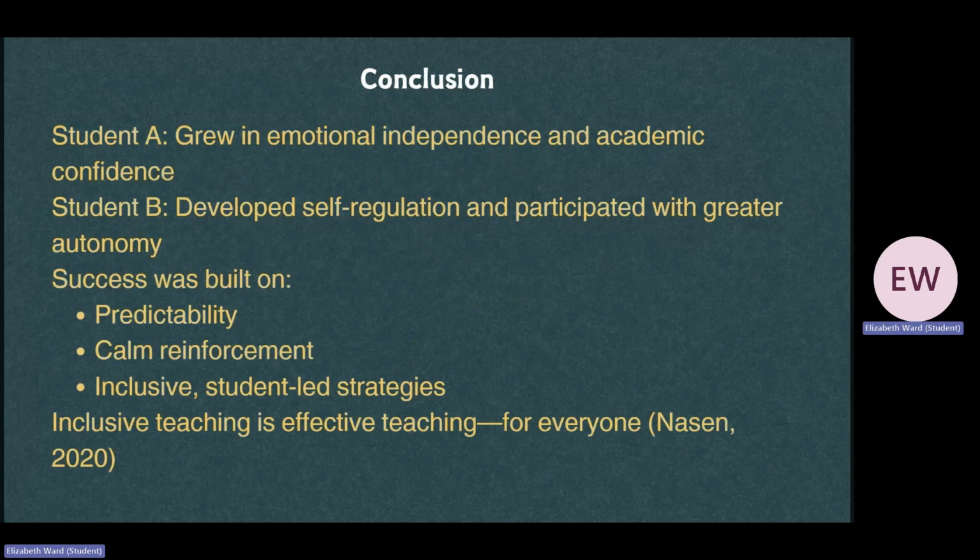In summary, both students showed measurable growth in confidence and regulation. Student A became more independent, while Student B learned to manage shutdowns with support and self-awareness and work well with his peers. These outcomes were made possible by predictability and structure, proactive sensory support, calm, reflective reinforcement, and flexible, inclusive lesson design. As Nazan reminds us, inclusion is not about making special rules for some students, but making excellent practice work for all students.